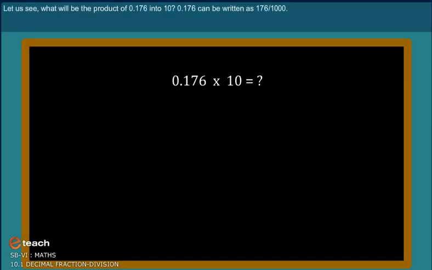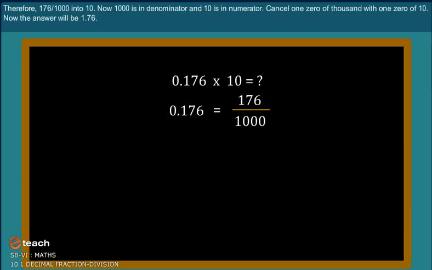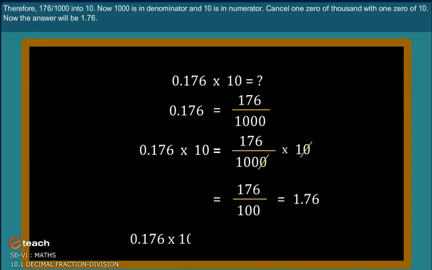Let us see what will be the product of 0.176 into 10. 0.176 can be written as 176 by 1000. Therefore, 176 by 1000 into 10. Now, 1000 is in the denominator and 10 is in the numerator. Cancel the 1 0 of 1000 with the 1 0 of 10. Now the answer will be 1.76.